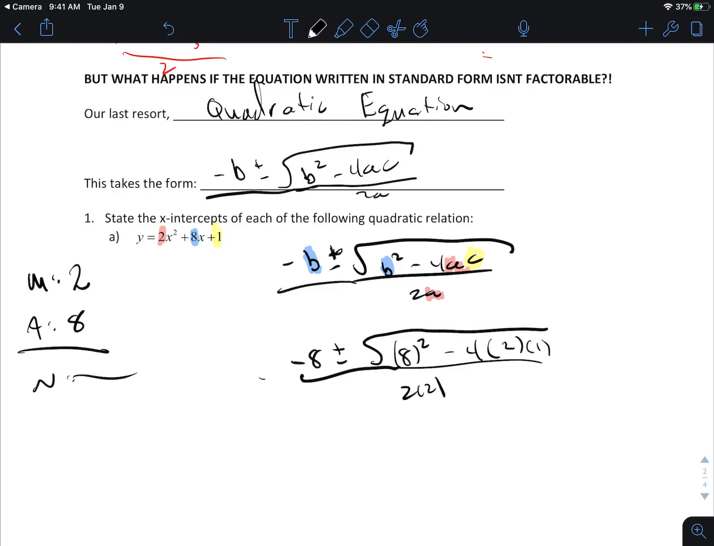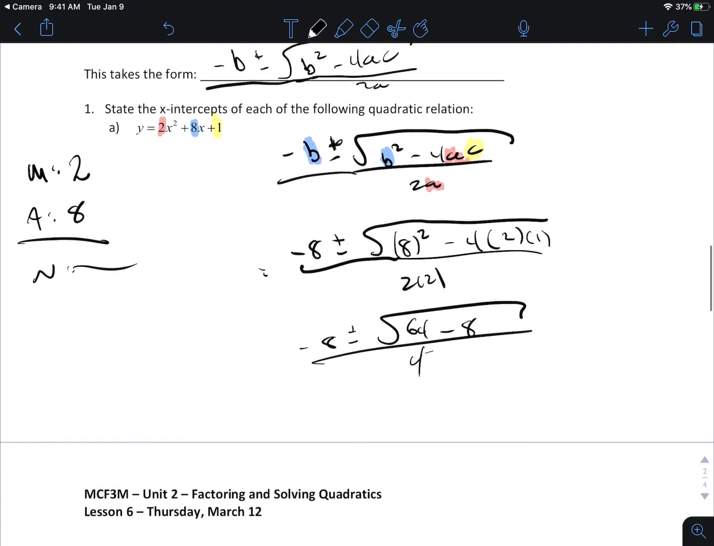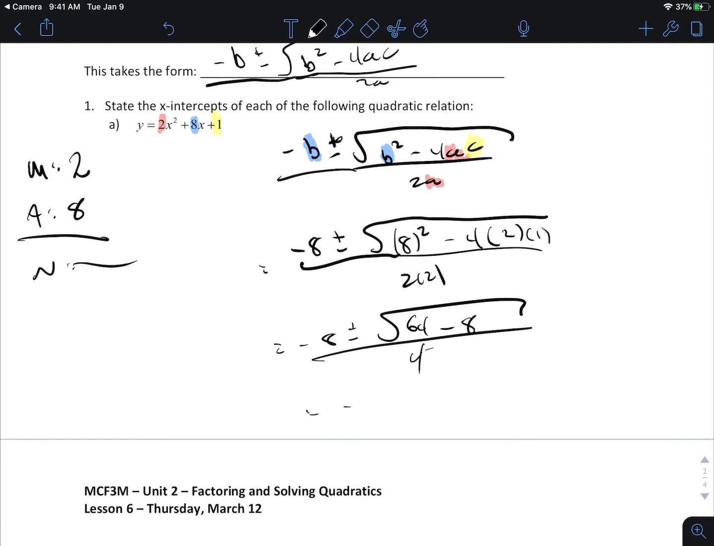I'm going to tell you how to prevent wasting brain cells. There you go. 64 minus 8, all divided by 4, right? Negative 8 plus or minus the square root of 56, which equals 7.48.